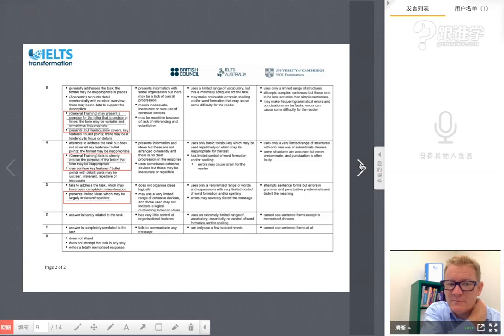Look at a 5, may present a purpose for the letter that is unclear at times. Okay, the tone may be variable and sometimes inappropriate. So if you're too rude or direct in a complaint letter, difficult to get more than a 5, really. General training fails to clearly explain the purpose of the letter. So no purpose. So when we're reading it, we're like, why are you writing this to me? So you need to be clear. The tone may be inappropriate. And 3 is a disaster.